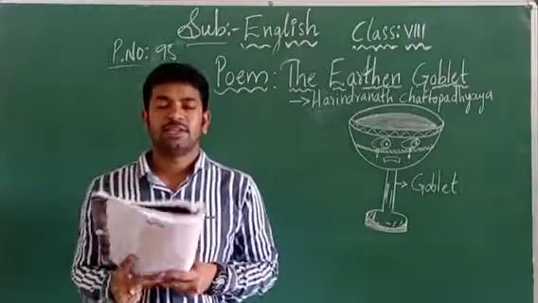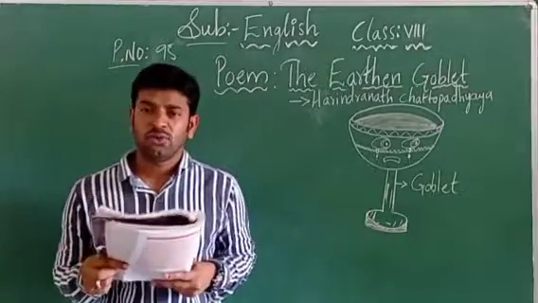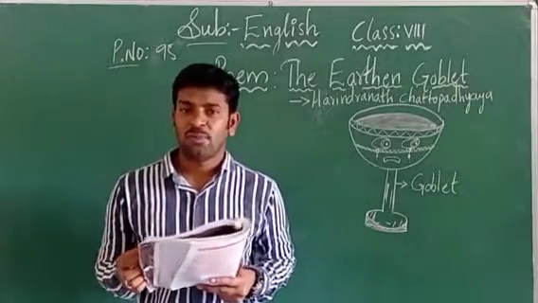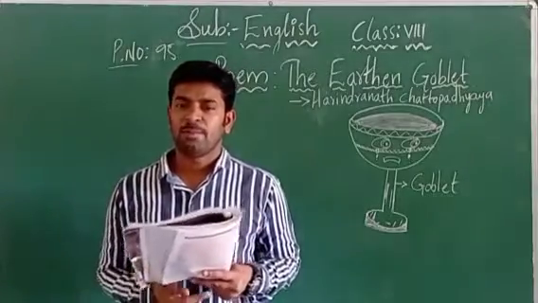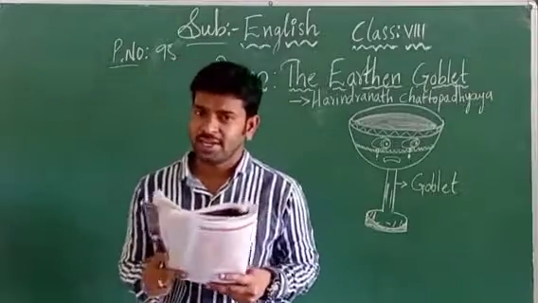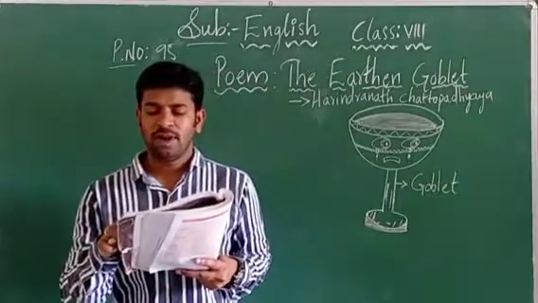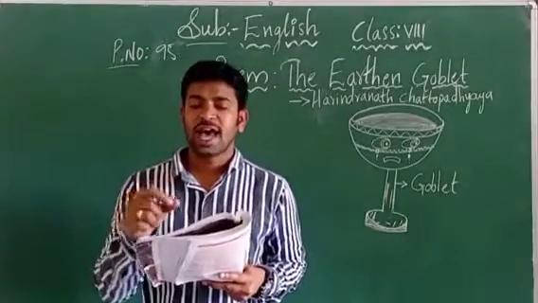Let us start our explanation. O silent goblet, red from head to heel. O silent goblet, what is the color of your body here? You are completely red in color. Okay, children. If you see in the picture, the complete goblet's color is red. Yes or no? So, O silent goblet.